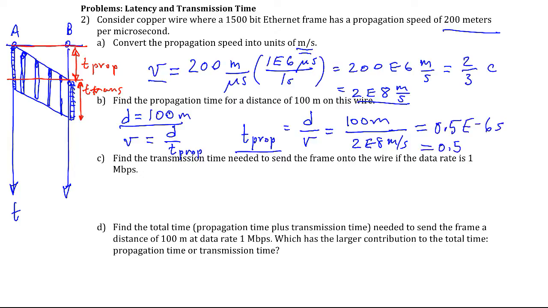which is 0.5 microseconds. And make sure you can either get through this calculation in your head the way I just did, or use a calculator to do it. So half of a microsecond to get from point A to point B on the wire.